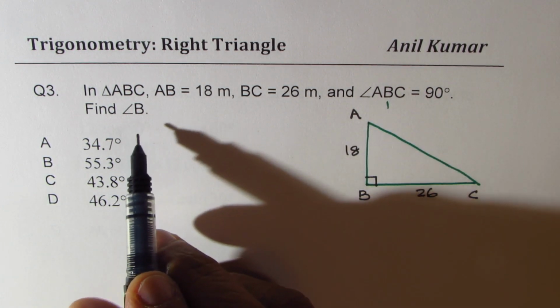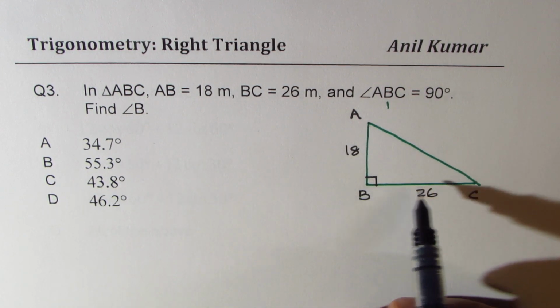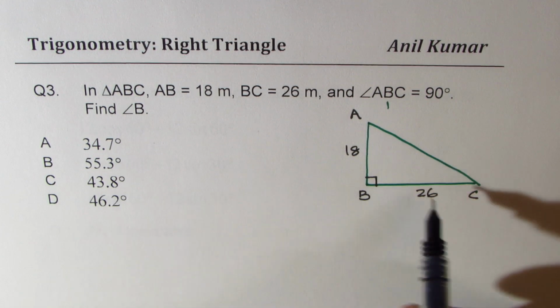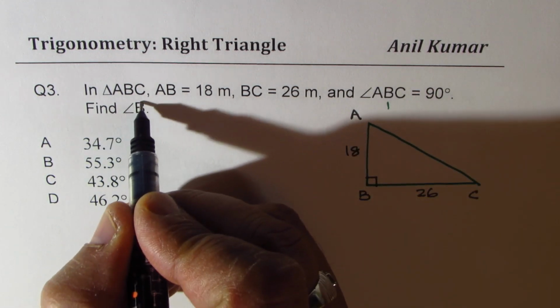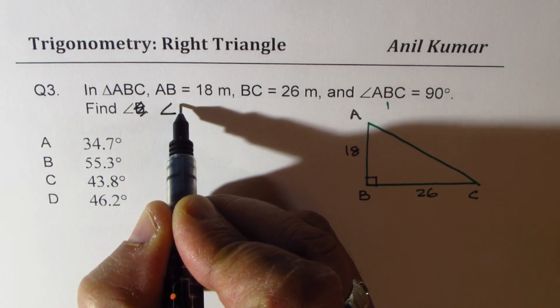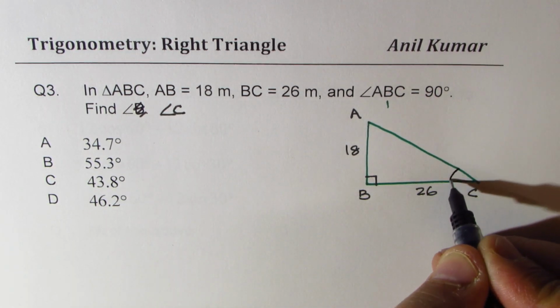You need to find, angle B is 90. I think there's something wrong here. So now we'll change this. We'll say find angle C. Okay, we just changed it. So let us find the angle C now.